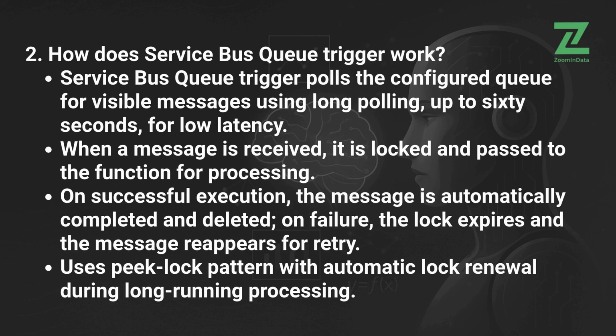2. How does a Service Bus Queue Trigger work? The Service Bus Queue Trigger polls the configured queue for visible messages using long polling, up to 60 seconds, for low latency. When a message is received, it is locked and passed to the function for processing. On successful execution, the message is automatically completed and deleted. On failure, the lock expires and the message reappears for retry. Uses the peek lock pattern with automatic lock renewal during long-running processing.